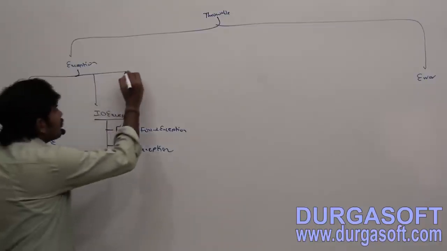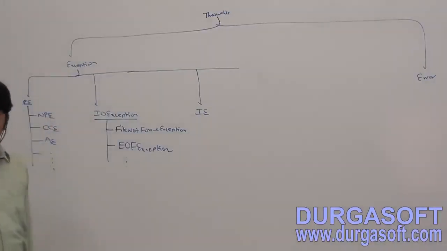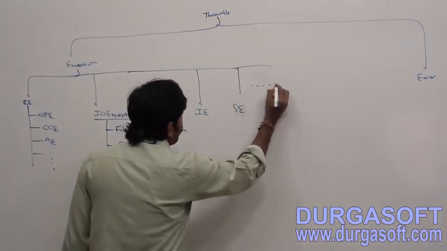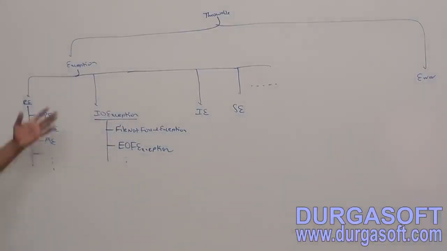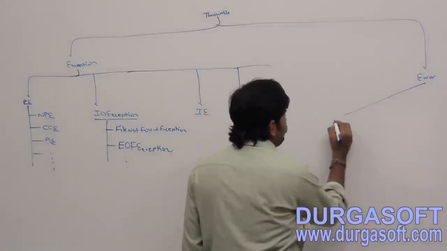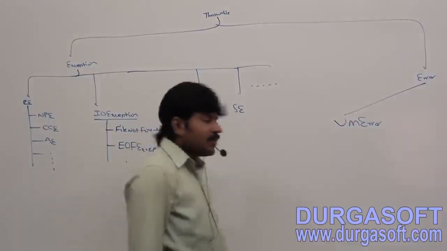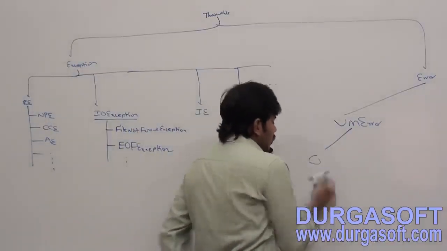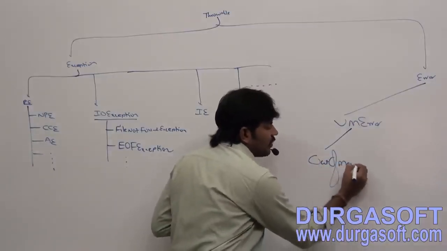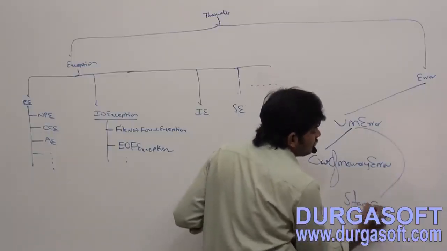Similar to IOException, InterruptedException is there. Next, ServletException is there. Next, RemoteException. There are several exceptions. Next, there are several errors also. VMError. Can you tell what VMError is? Virtual machine error. In that, OutOfMemoryError, StackOverflowError.